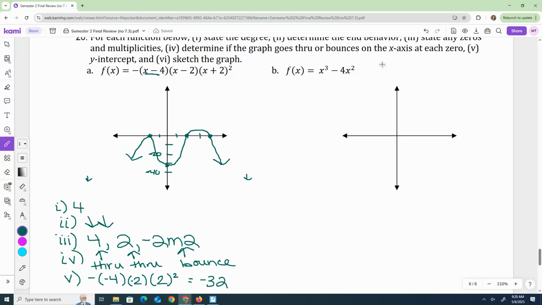So if we look at B, this one wasn't factored, so we might have to do that in a minute, but we can answer the first few questions. Your degree is your highest power. Since it's all multiplied out, we're just looking for the highest power of x, which is 3. So our end behavior is based off that degree. Since it's odd, it looks like a chair. We don't have a negative in front, so it doesn't flip. So our end behavior is down up. It's going to start down here and end up here.